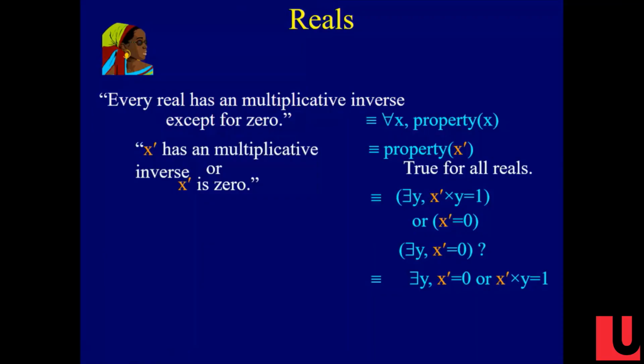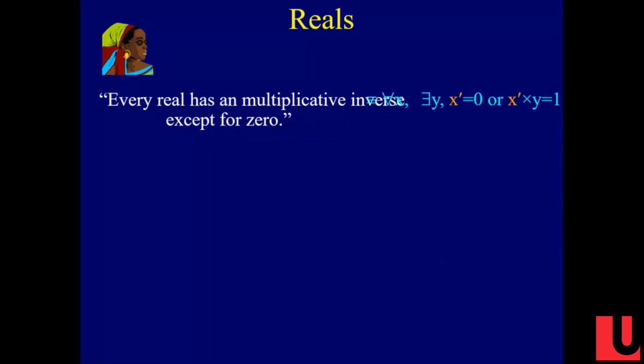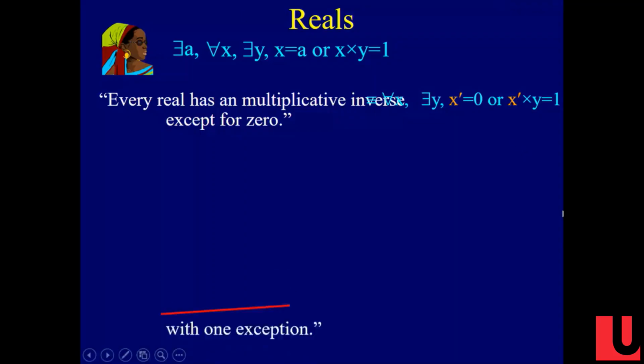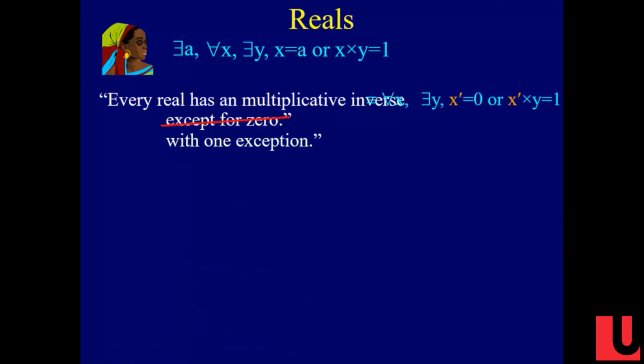People good? All right, so here's our sentence. That kind of overlapped, that's funny. I think that whole thing probably was a typo. And here I'm not even going to say except for 0. I'm going to say every real has a multiplicative inverse with one exception. And I'm claiming that this says it. People kind of follow that? And so let's prove this.